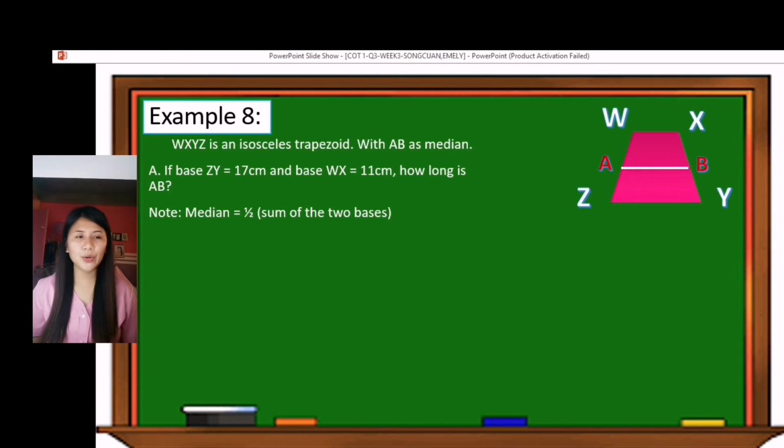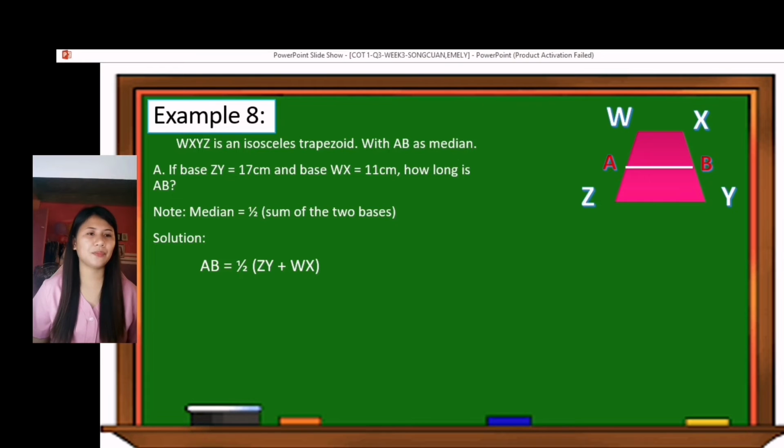We have WXYZ is an isosceles trapezoid with AB as a median. If base ZY is equal to 17 cm and base WX is equal to 11 cm, how long is AB? Remember that a median is equal to 1/2 of the sum of the two bases. So this is our solution.